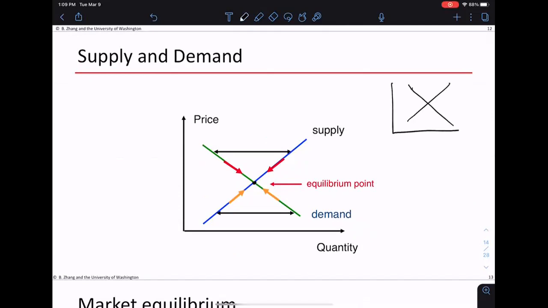So let's say these are our two curves, and we have crossed them. But then let's say we start at this point. Okay? Let's say I start at this point. Then what happens to this point? Is this a stable equilibrium?